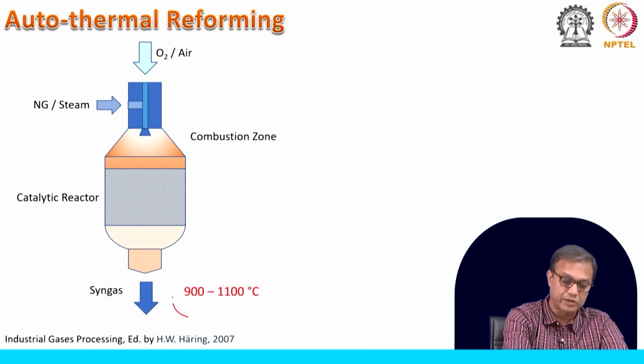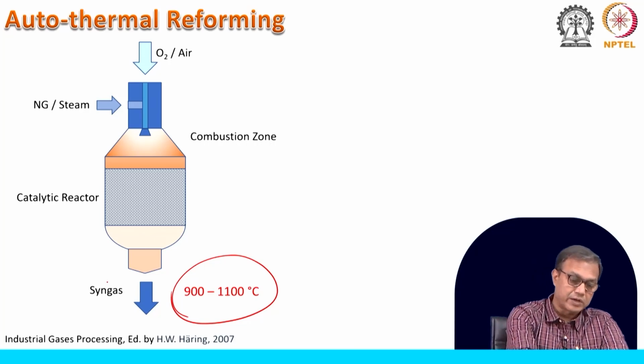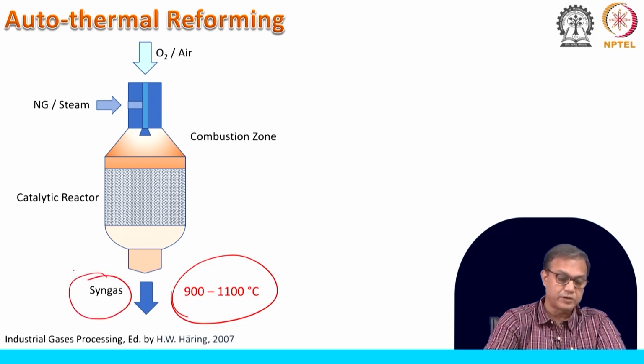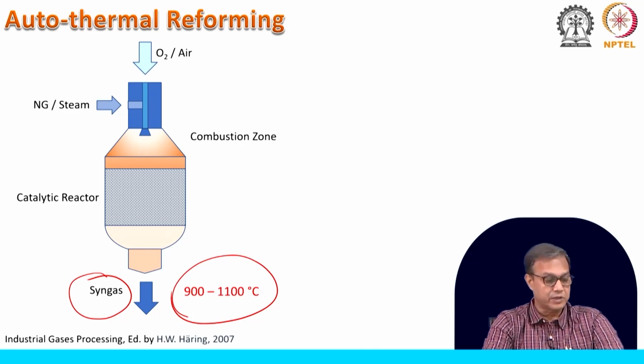But before that, this is of course the autothermal reforming process, where we have seen that the outlet syngas is coming at around 900 to 1100 degree centigrade. So, you can understand that these processes are generating CO plus H2 and they are coming at high temperature. We will try to discuss this part in connection to the use of coal.